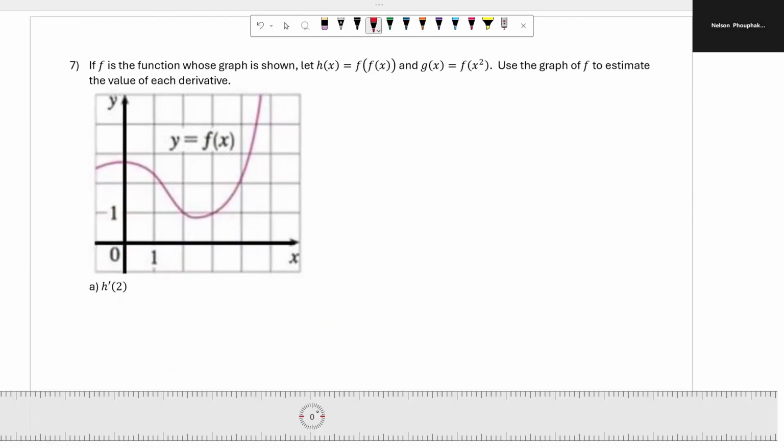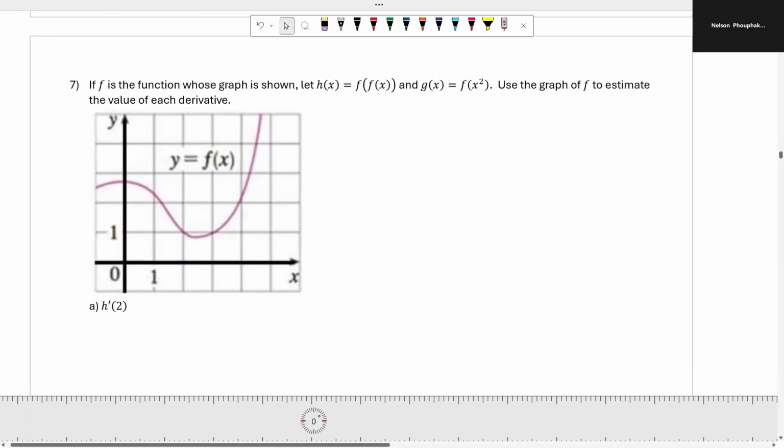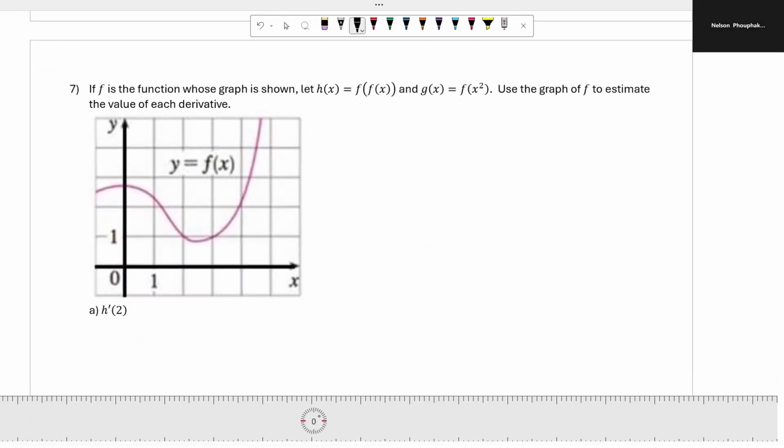Okay, so for number 7, we need help from a ruler, because we need to find the slope of the tangent at the point. So again, go back to the definitions. If I have f of g of x and I take the derivative of this, it will be f prime of g of x times g prime of x. So this is what we have.